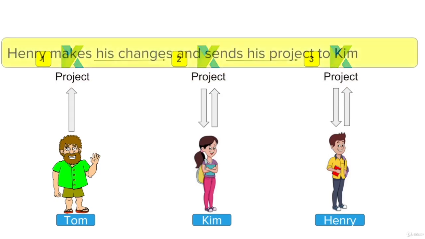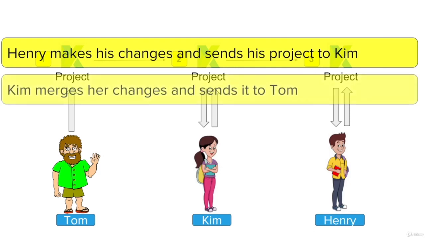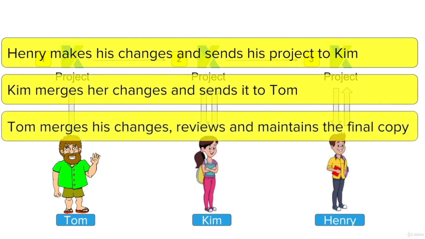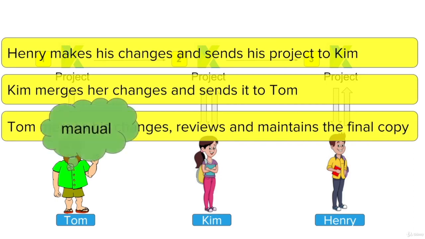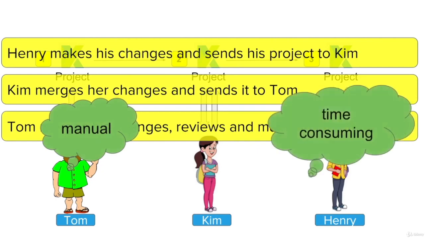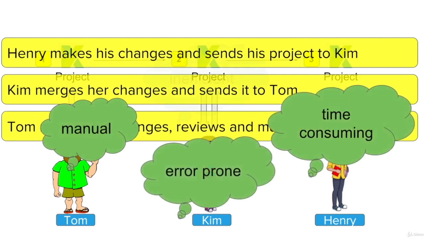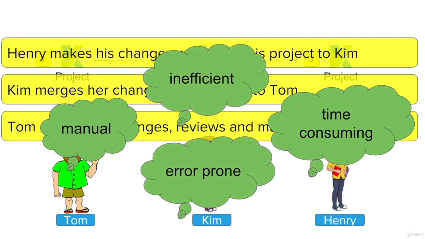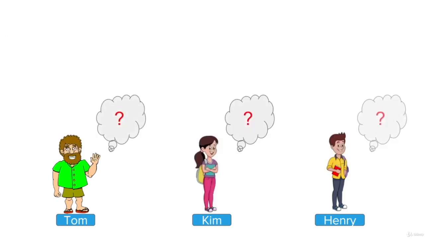So one of the options can be Henry makes his changes and sends his project to Kim, and now Kim merges her changes and sends the final project to Tom. Tom then merges his changes, reviews all the changes, and then maintains the final copy and distributes this copy to all the team members. Now, this is a very manual approach. It's time consuming, error prone, and a highly inefficient approach. So, what to do now?